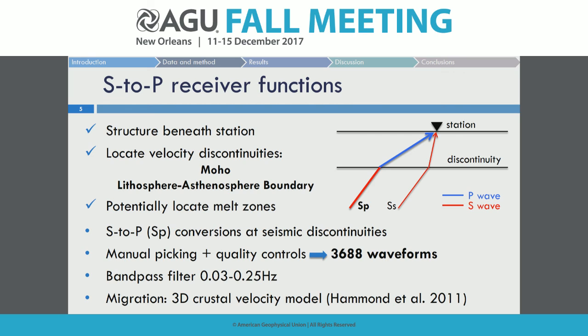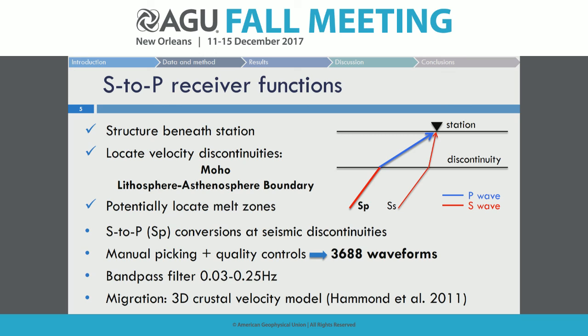For those of you who don't know receiver functions, this method is really useful to know the structure of the Earth beneath each station, and particularly to locate velocity discontinuities. For this study, it's mainly the Moho and the lithosphere-asthenosphere boundary. But it's also really useful because we can potentially locate melt zones, and you're going to see that in East Africa. I'm looking at the conversion from an S wave to a P wave at a discontinuity.